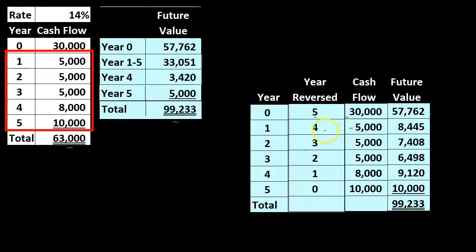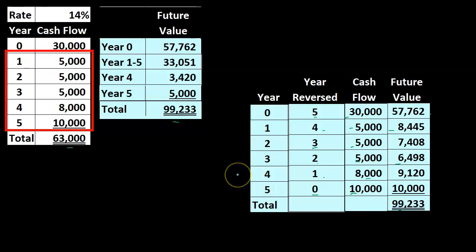And then we're going to have the 5,000. Again, we're going to pick up the period of 4, and that will be future valued over the 4 periods, 8,445. Then we have the 5,000 over 3 periods, and it's future valued at 7,408. Then the 5,000 future valued at 2 periods for 6,494. And then we have the 8,000 future valued 1 period, 9,120. And finally, the 10,000 no future value. It is what it is at the end of that 5-year period. Adding those up, that gives us our 99,233.